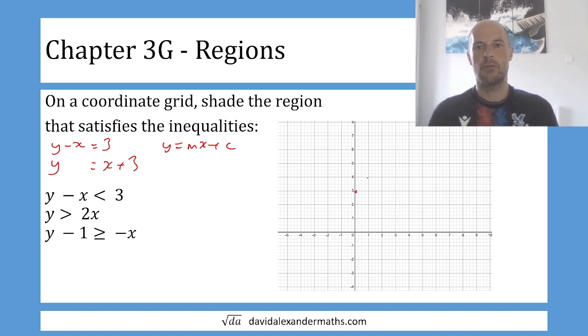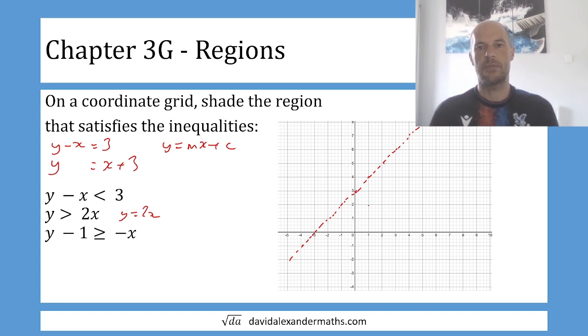It's got a gradient of 1, so along one, up 1, along one, up 1. So it's going to go diagonally like so. And I'll just do a dashed line for now. We will worry about how we draw the lines later on. Okay, so the next one, let's turn that into just y equals 2x. So it goes through the origin, it's got a gradient of 2.